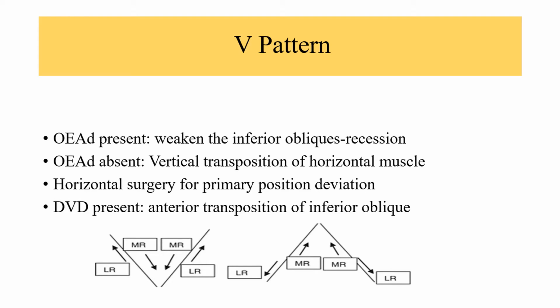So this is an example of V pattern. Suppose you have an oblique dysfunction along with the horizontal dysfunction, then weaken the inferior oblique, go for recessions. We have different recessions. Otherwise, if the oblique abnormality is absent, go for vertical displacement. And this we have learned very much. MR has to be moved towards the V apex and lateral rectus away, so you have to mark that and remember. Horizontal surgery for primary deviation has to be done, and if you have associated DVD also present, anterior transposition of the inferior oblique is a must.